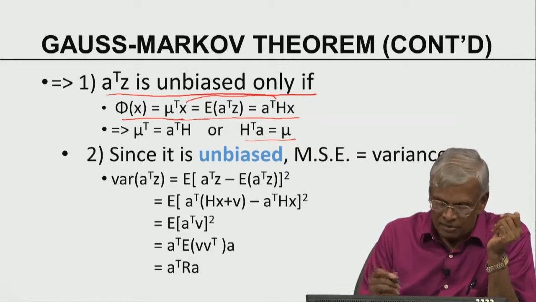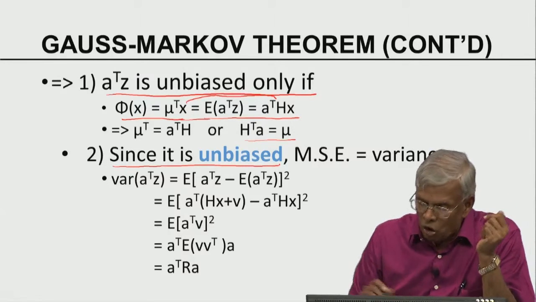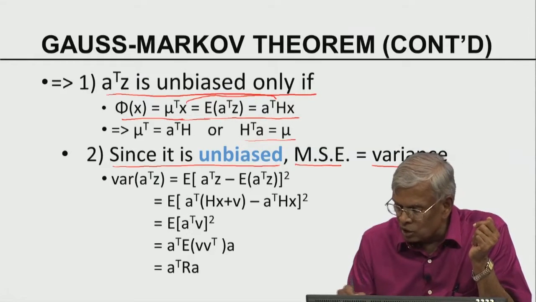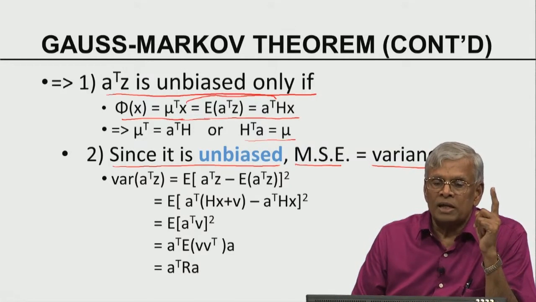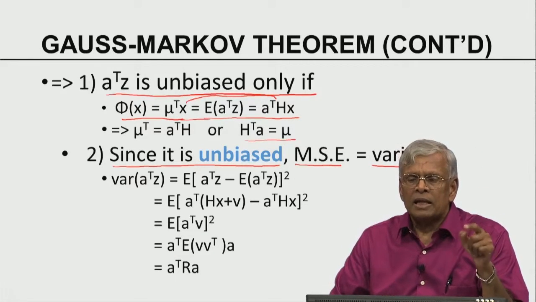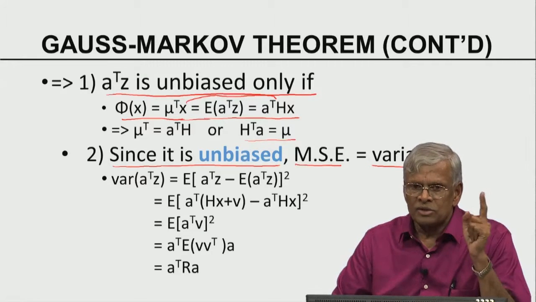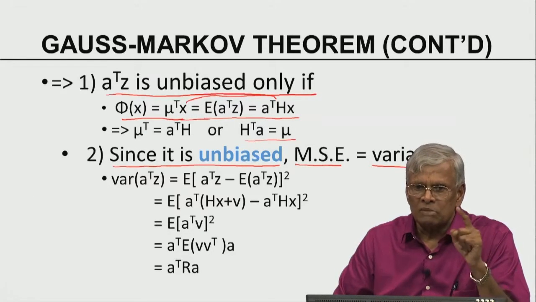Since it is an unbiased estimator, we already know the mean square error is equal to the variance. Please remember, in one of the earlier lectures, we already said that if the estimate is unbiased, the mean square error is equal to the variance. So minimizing the mean square error is equal to minimizing the variance.